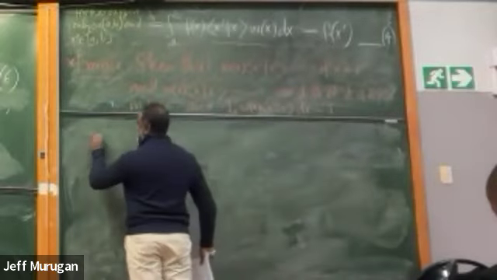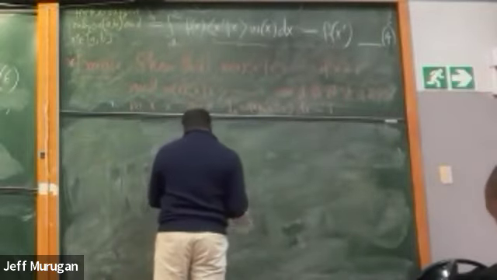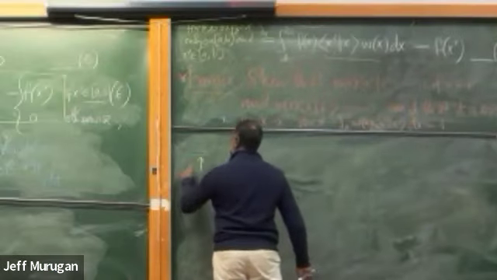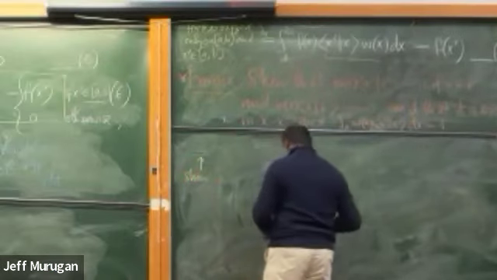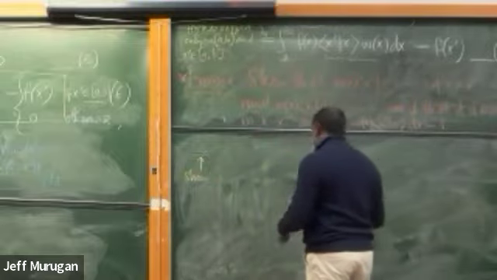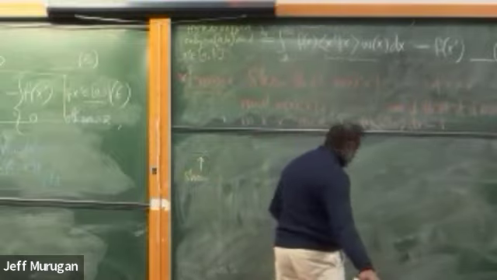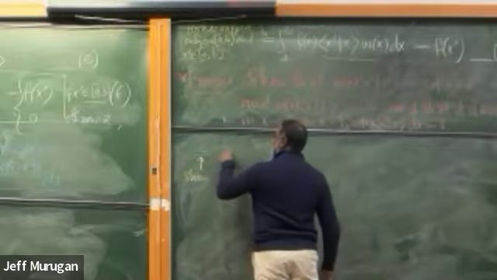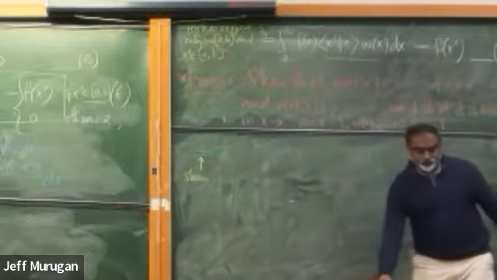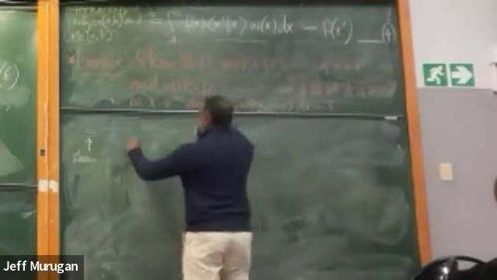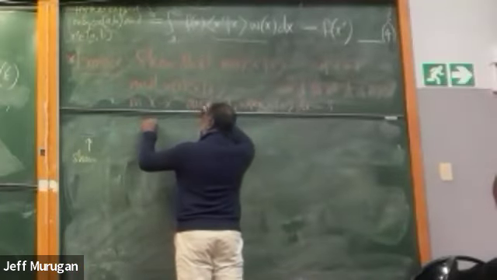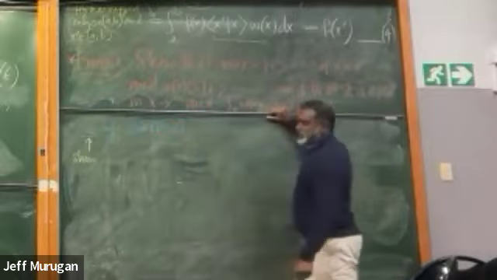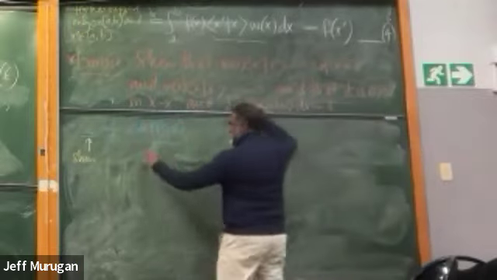I'm going to leave it as an exercise for you to do the integral. So show this. This integral is basically just 1 over pi times sine of t times (x minus x prime) divided by (x minus x prime).